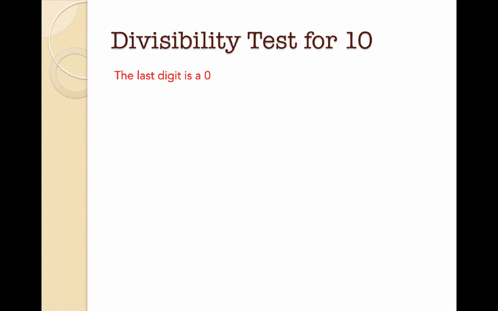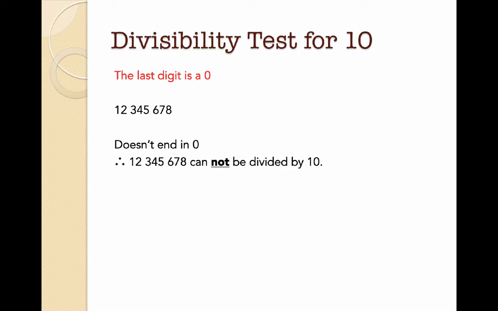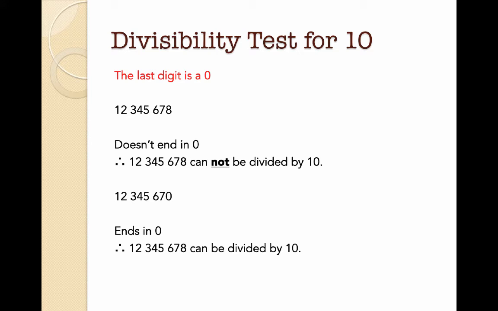The last one, for 10, I think you would have learned in primary school, and that is if the last digit is a 0, then the number can be divided by 10. So our number, which ends in an 8, doesn't end in a 0, so it cannot be divided by 10. But if I change this number to a 70, 12,345,670, then it ends in a 0, and it can be divided by 10.